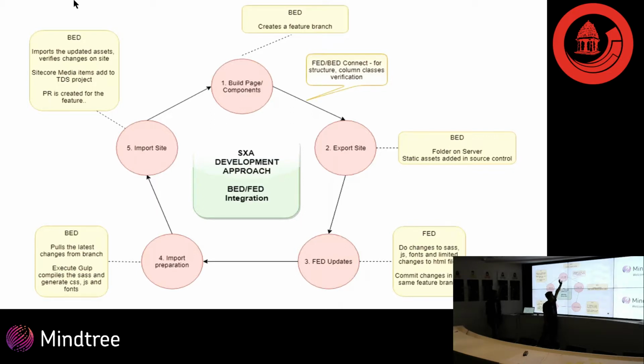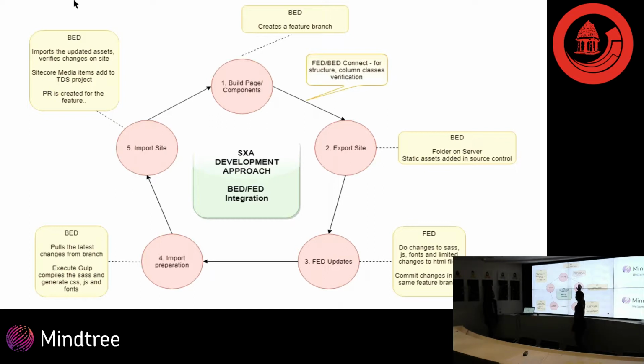Once that is done, the backend developer exports the site. This is the second step. At this step, there are two options to export the site. One is folder on server and the other is export the site as a zip file. We export the site as folder on server. We don't use zip file. We also add those static things, that is static HTML, CSS, SASS files, etc. in source control. What exactly we are source controlling and what not, we will be discussing later.